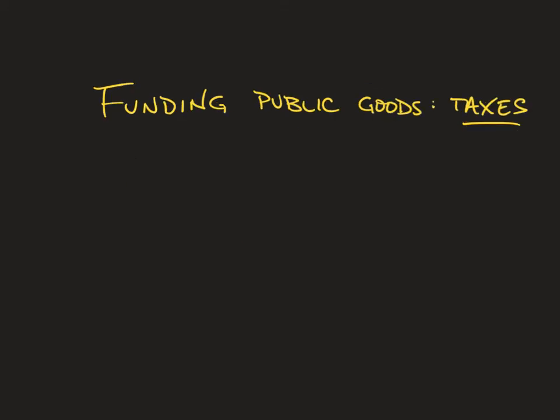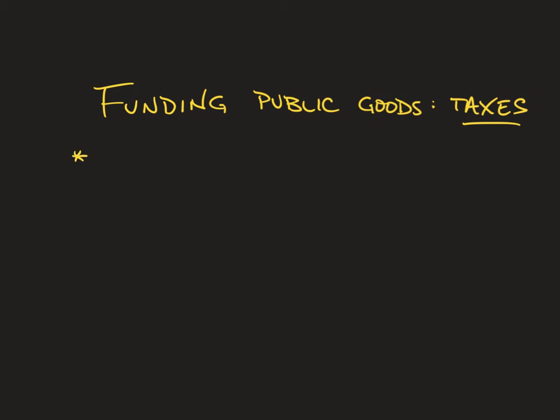Now, the government needs to pay for the public goods that it produces, so it needs to collect some revenue. And the name of revenue that the government collects, money that the government collects from people, is called taxes. There are several principles to designing a tax system.